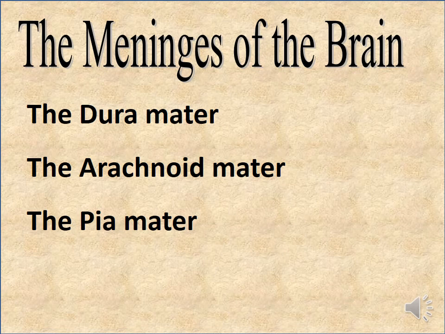Now we discuss the meninges, the structures that surround the brain. So the meninges of the brain have three layers. The outer layer is the dura mater, the middle layer is the arachnoid mater, and the inner layer is the pia mater.